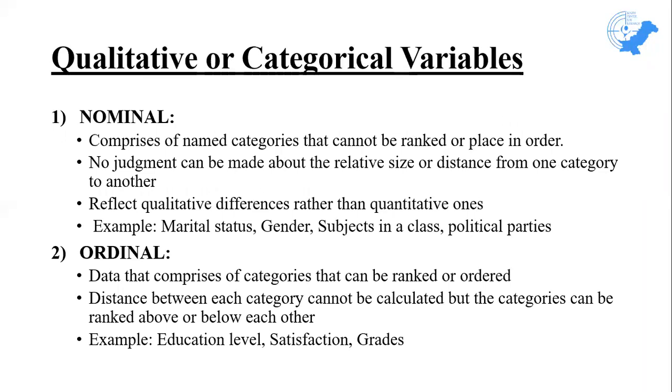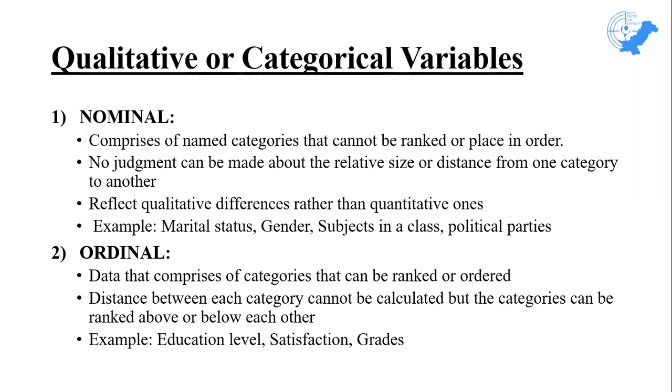The nominal data basically comprises things that cannot be placed in an order or cannot be ranked at all. For example, marital status, gender, subject in a class, and political parties, etc.